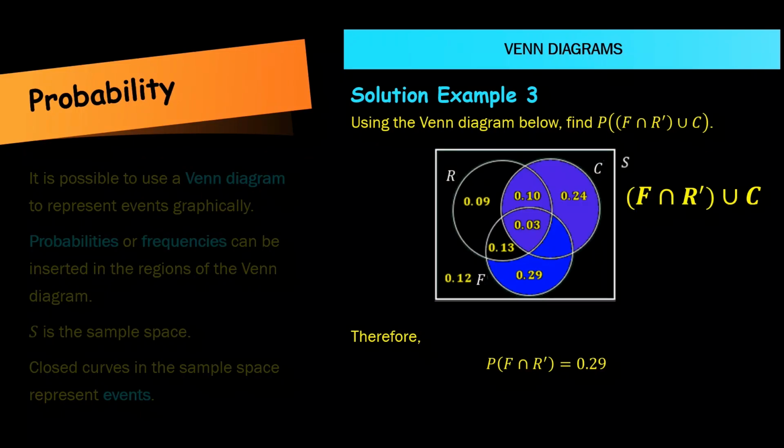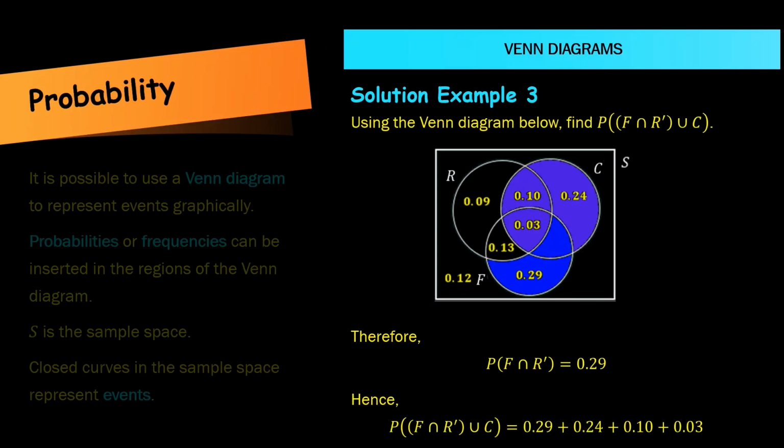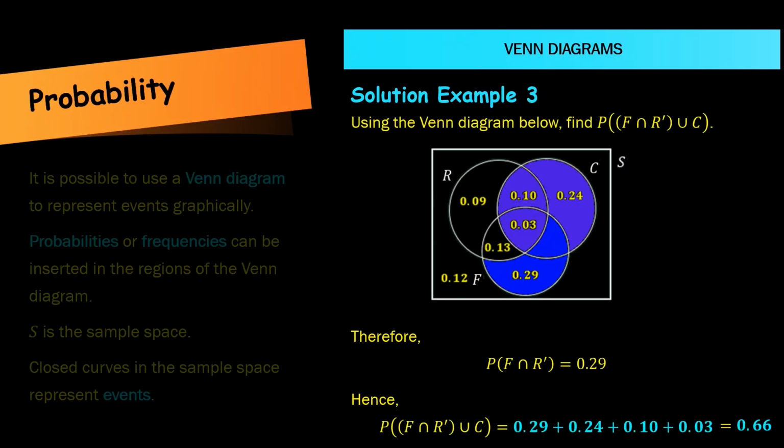Now this shaded region represents F intersect R' union C. And therefore, the probability of F intersect R' union C is the sum of all the probabilities in this shaded region, as shown here, to give us 0.66 as shown.